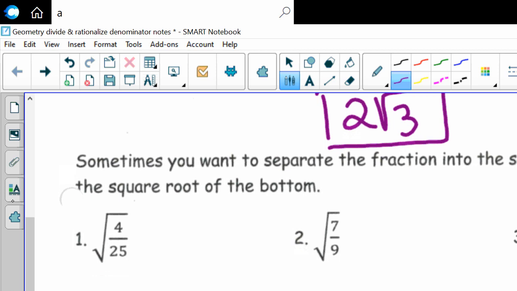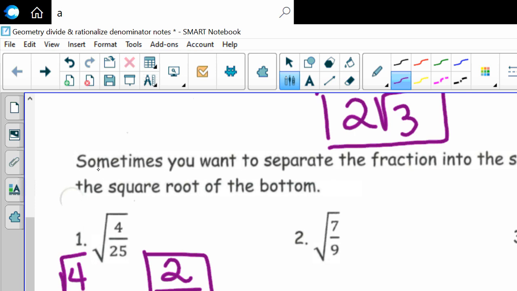Okay, sometimes you want to separate the fraction into the square root of the top and the square root of the bottom. So number 1, 4 divided by 25. My denominator is bigger, so it's not going to give me a nice whole number, so I'm just going to separate it. So this is really the square root of 4 over the square root of 25. Now I'm going to work them individually. On top, the square root of 4 is just 2. On bottom, the square root of 25 is just 5. So my answer is just 2/5.